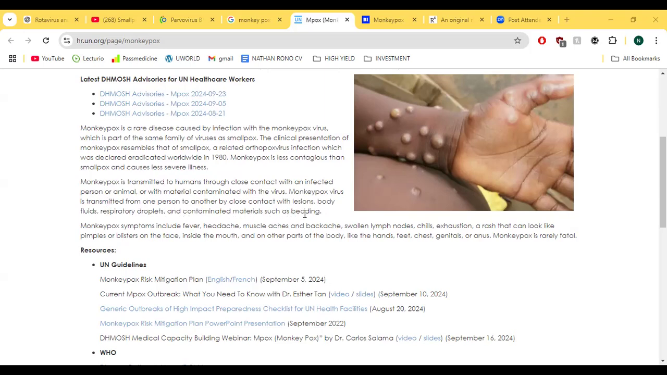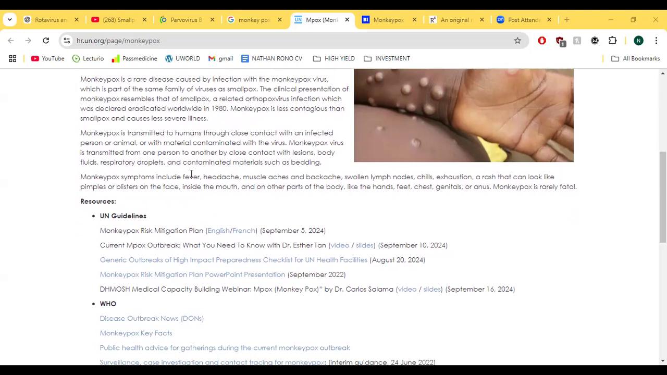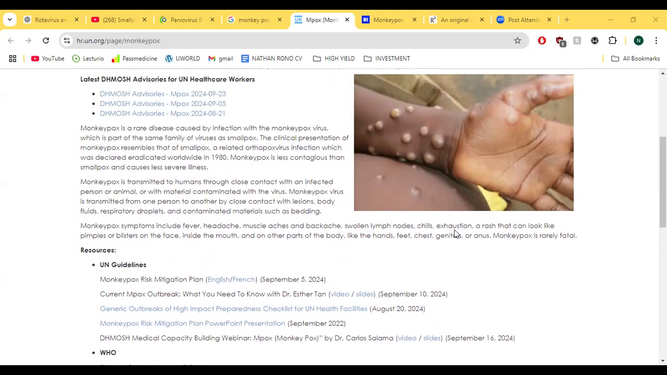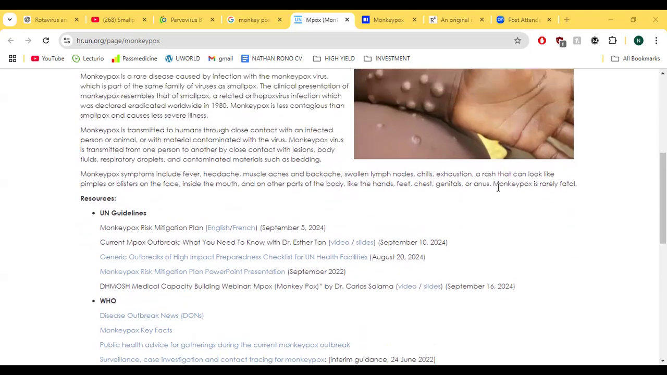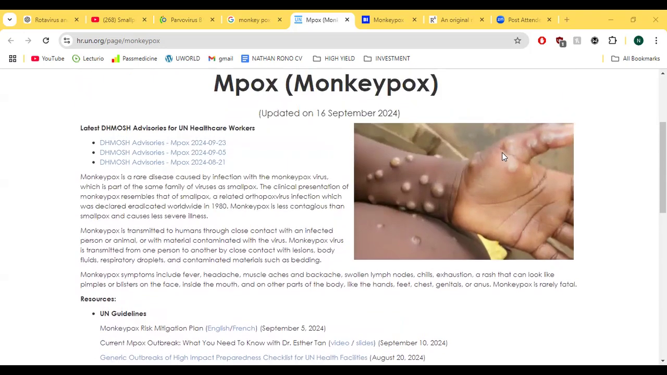such as bedding. Monkeypox symptoms: fever, headache, muscle ache, and backache, swollen lymph nodes, chills, exhaustion, a rash that can look like pimples or blisters on the face, inside the mouth, and other parts of the body like the hands, feet, chest, genitals, or anus. Monkeypox is rarely fatal. Okay, so take note of this.